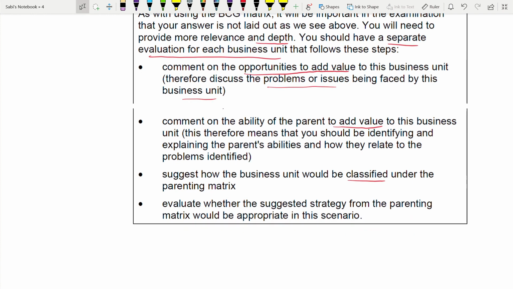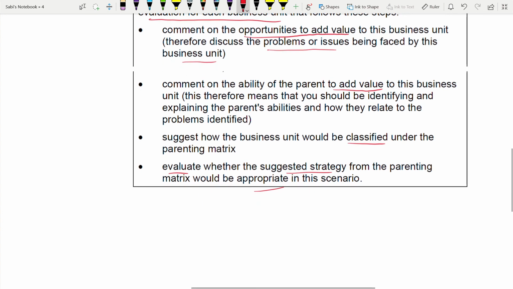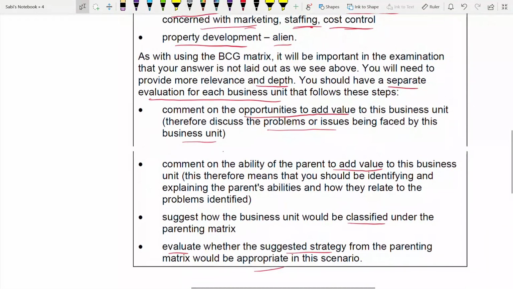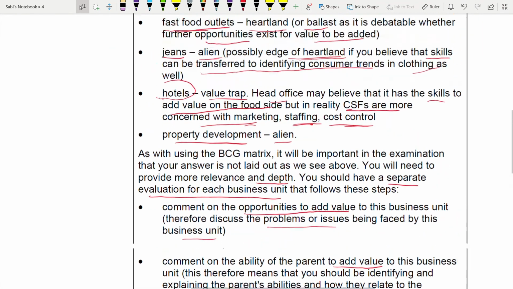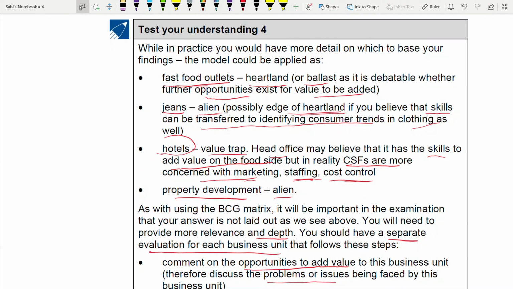Alien, Heartland and all. Then you need to evaluate whether the suggested strategy is appropriate in this scenario. What is the suggested strategy? That you have to disinvest the other three except Heartland. Is it appropriate in this scenario? You have to comment on those things in your answer, but the full answer is not given. Only the classification is given. Okay. So now let us go to the conclusion.